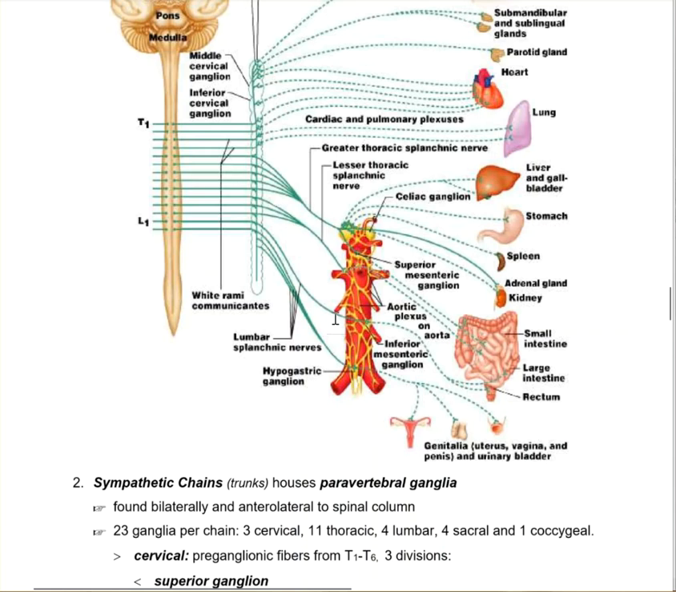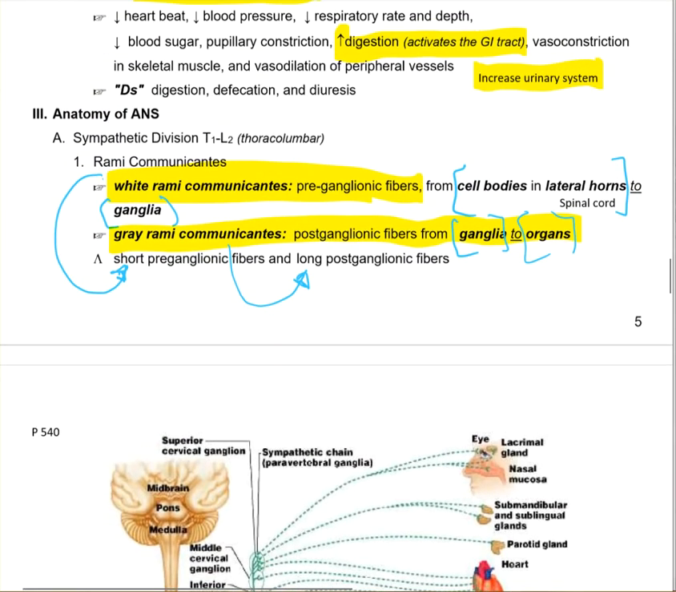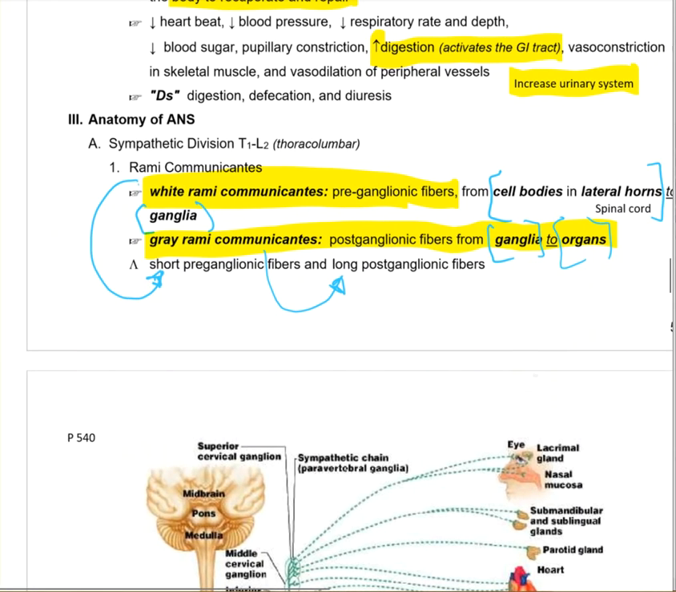Now, once they synapse, they then have to go out to their organ, and that could be somewhat close in the case of a heart or a lung, or somewhat farther down to the small intestine, large intestine, rectum, genitalia, out to glands in your head, things like that. So we generally say that the sympathetic one has shorter preganglionic fibers and longer postganglionic fibers between the two. That's important to remember, and we'll contrast that to parasympathetic in a minute.